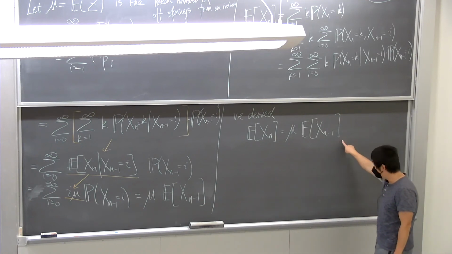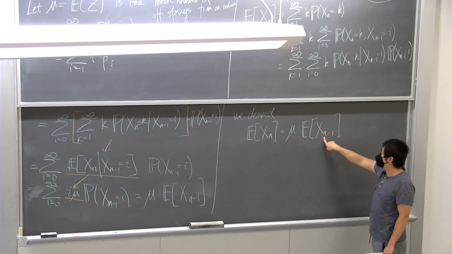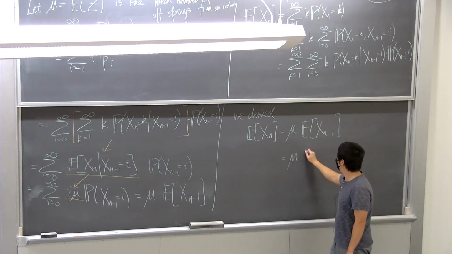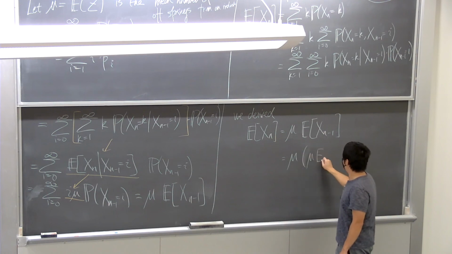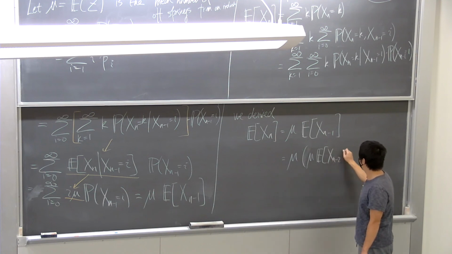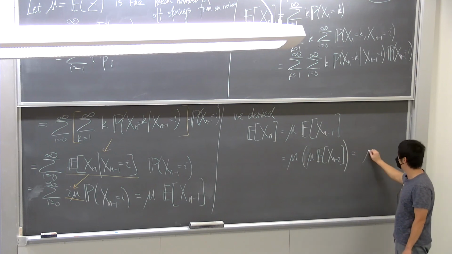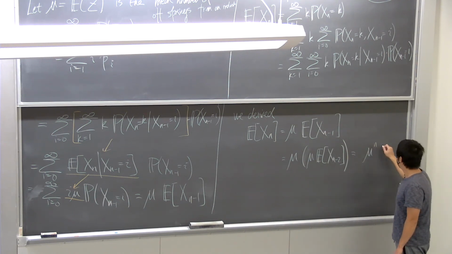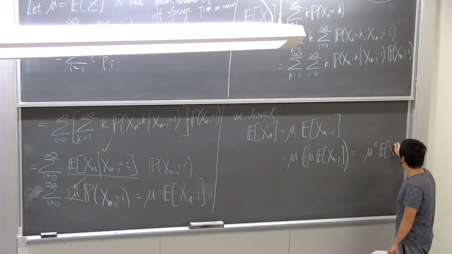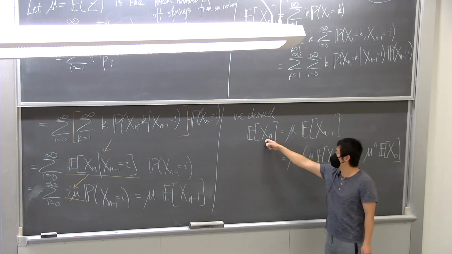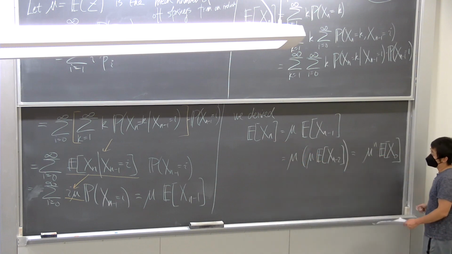And of course, here we can apply this formula inductively. We can apply the same idea to the expectation of x_{n-1}, so this term is going to be mu, and then this is mu times the expectation of x_{n-2}. If we apply this formula inductively, in the end this is going to be mu to the n times the expectation of x_0. So in general, the expectation of x_n is equal to mu to the n times the expectation of x_0.